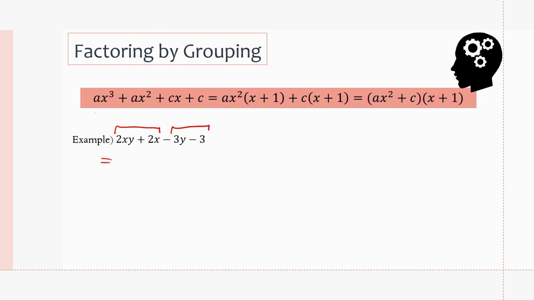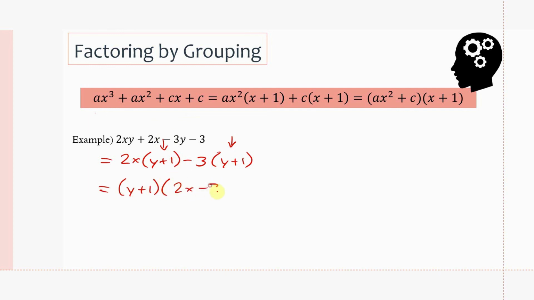And we can say that 2x can be factored out from the first two, and we'll get left with a y plus 1. And a negative 3 can be factored out of the other two, and we'll get left with a y plus 1. And now we have the same factor here, which we can take out, say y plus 1 times 2x minus 3. It's the same thing as the original expression, right?